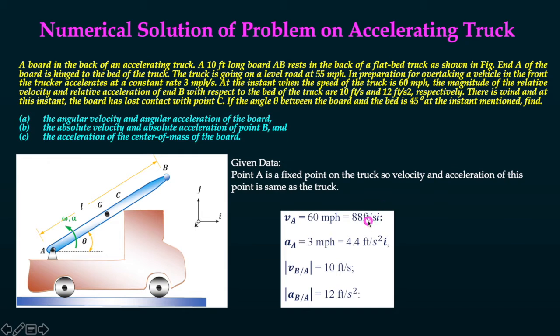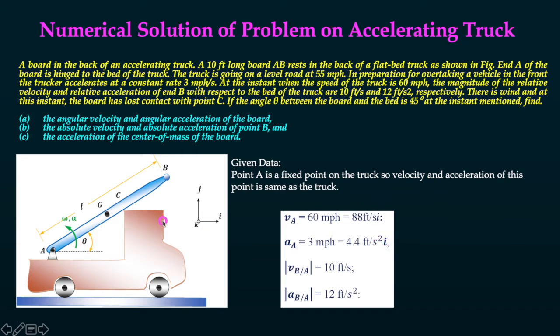Now 88 feet per second, and it is denoted by i. Why is it i? It is moving in the forward direction, means in the x direction, where the unit vector is i. So it is i. Acceleration of point A at a particular moment is also given as 3 miles per hour per second, or 4.4 feet per second square. The direction of the linear acceleration of the track, means point A, is also i, means x direction, so the unit vector is i.